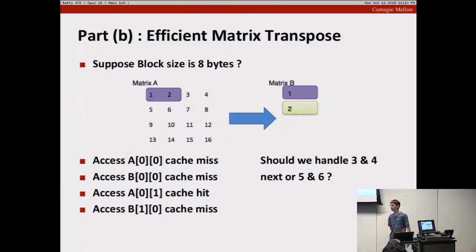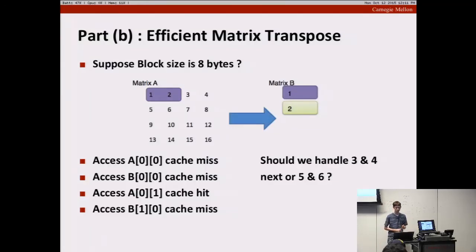Load 5 and 6. So why should we load 5 and 6? That's right. In matrix B, 5 and 6 will end up in the already loaded block. Right, yeah. So, our naive algorithm, like if we were doing transpose by hand, we'd probably just go on to 3 and 4 next, because we're just going to go across all the rows and put them in the columns.